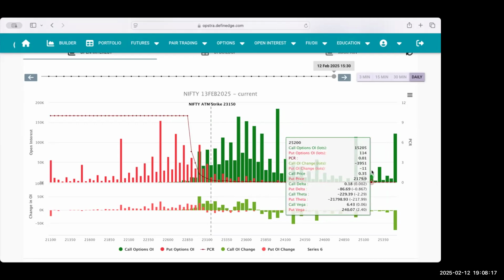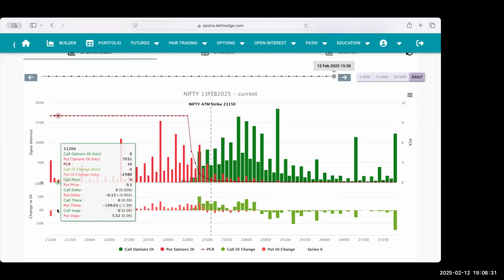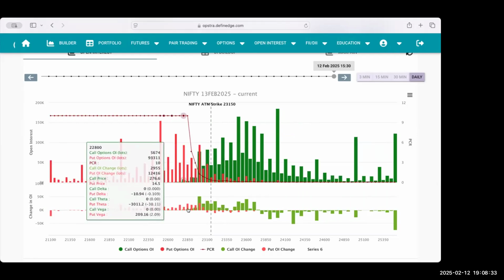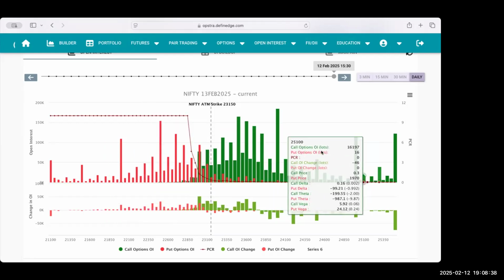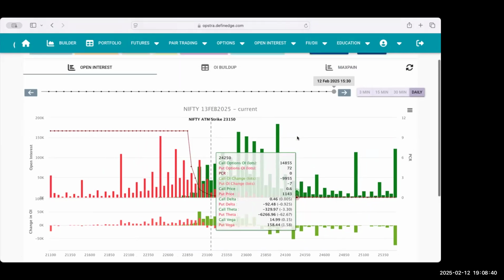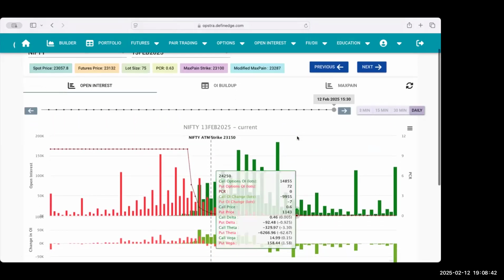Calls are high means we can buy PE. Correct, PE. If puts are high, you can buy CE. Perfect. Now if you observe here, there are very few puts and big calls. That means again tomorrow Nifty will drop, and tomorrow is the expiry.